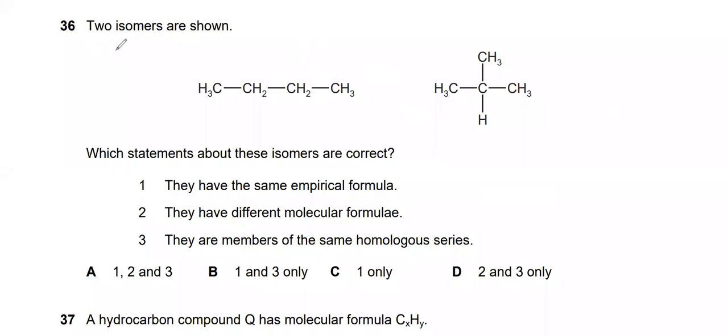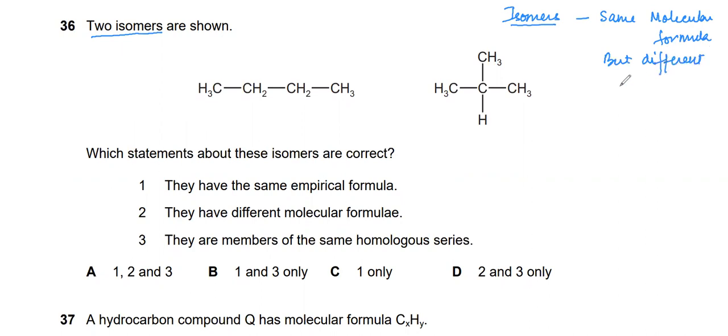Question number 36, two isomers are shown. What are isomers? First, we need to understand. Isomers are basically organic compounds which have the same molecular formula, but they have different structural formulas.